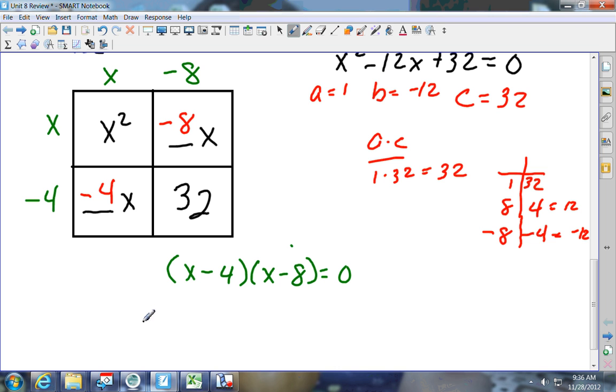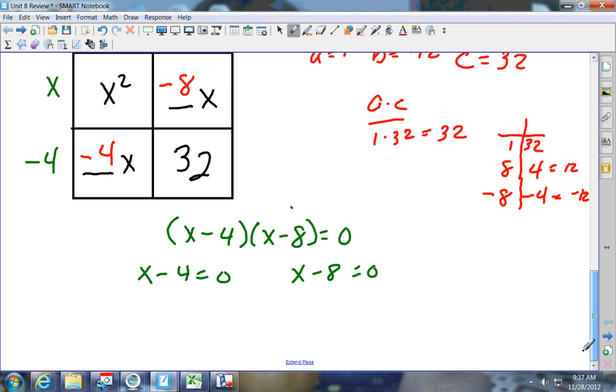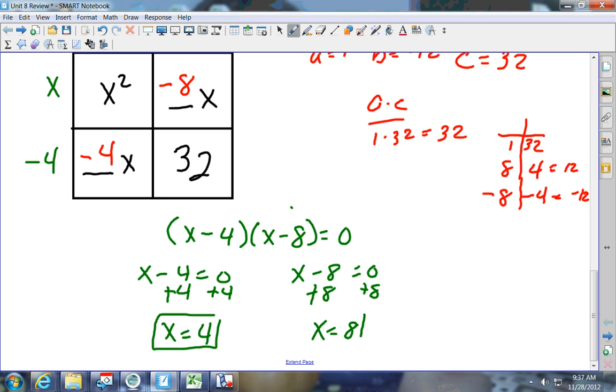Set them equal to 0, each individual one, to find the x-intercepts, to find the roots. You should add 4 to each side. X equals 4. Add 8 to each side. X equals 8. Those are your x-intercepts.